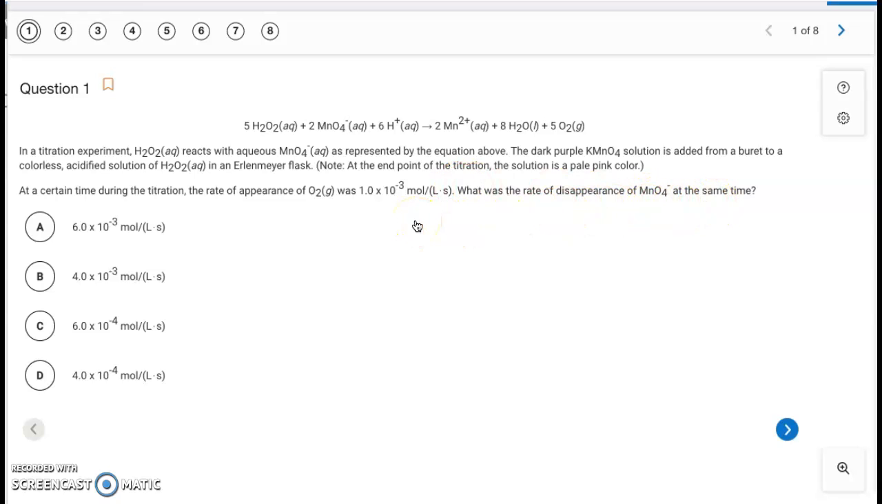All right, so this is from section one where the concept is we want the ratio of the rates to be the same as the ratio of the coefficients in the balanced equation. So if we look at O2, that has a coefficient of 5. MnO4 has a coefficient of 2. So we need to have that 2 to 5 ratio between the rates of MnO4 and O2. This is going to be 2/5 the rate of O2, and 2/5 of 1 times 10 to the negative third is going to be letter D, 4 times 10 to the negative fourth. Okay, so that one's letter D.